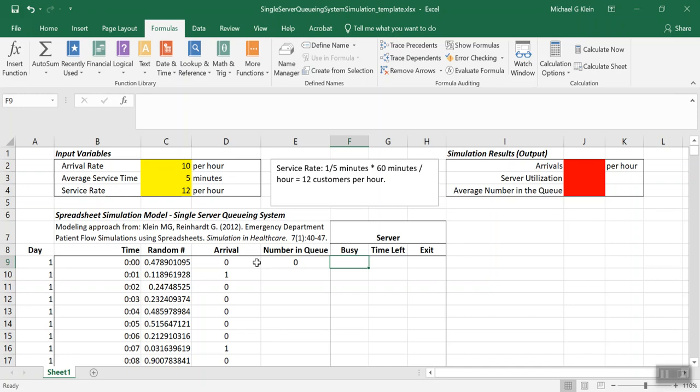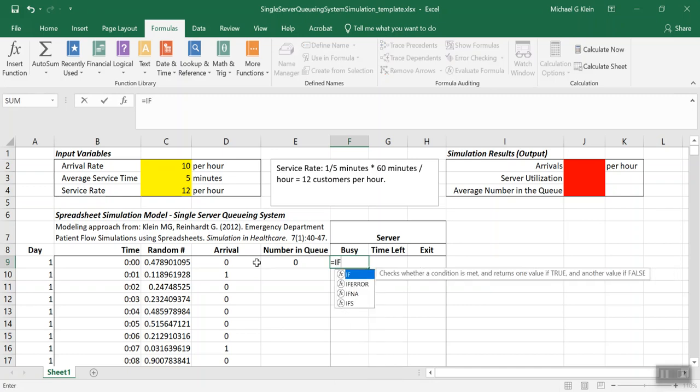Okay, to determine whether or not the server is busy, at the very first row for time 0, this is just a matter of whether or not we have an arrival. So we can just use an if statement. If D9 is equal to 1, then the server will serve that customer right away, and we'll have a 1. That means the server will be busy. Otherwise, the server will not be busy, and we'll have 0.